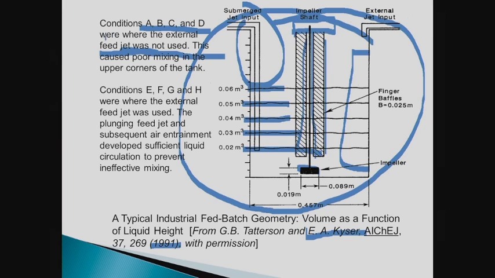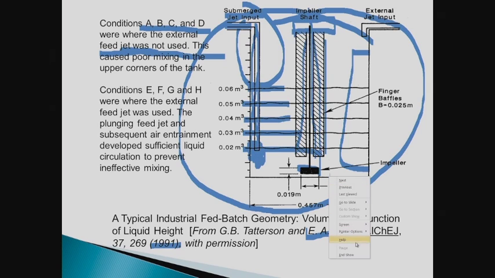Conditions A was where the external jet feed was not used. And basically that means the jet was right here. This was a submerged jet. Right? So there was this feed stream, and this feed stream was mixing. And the impeller was also on, right? So we better go back here.